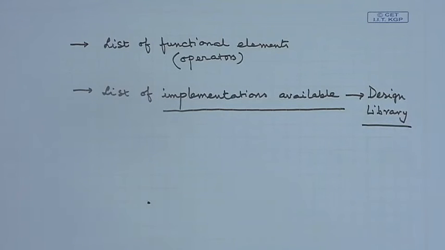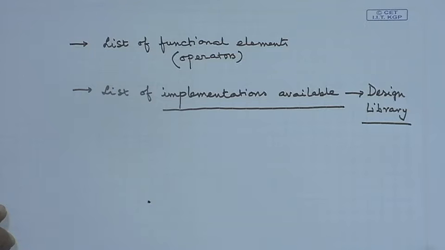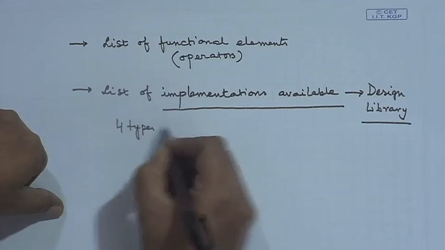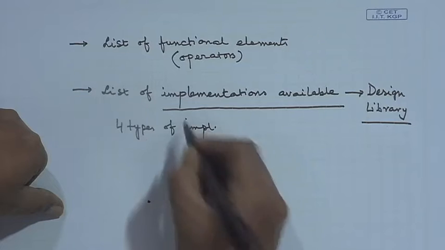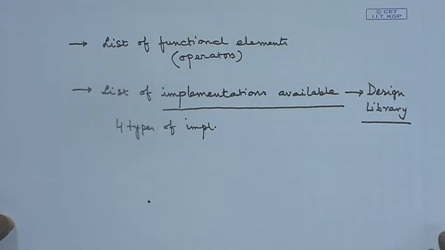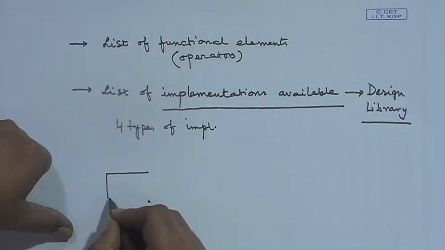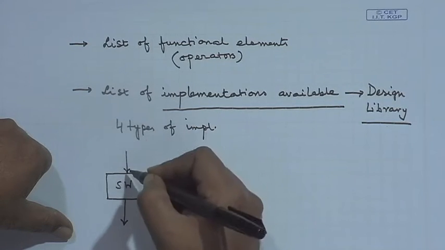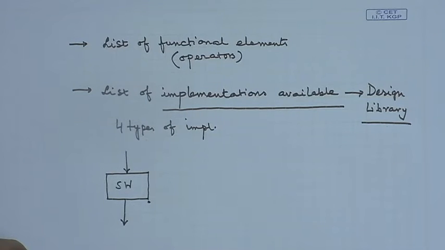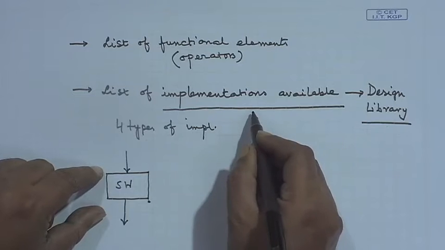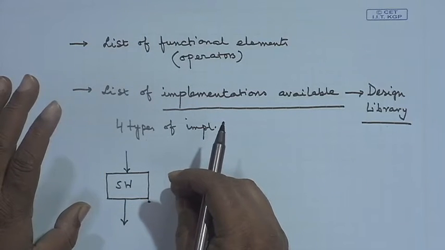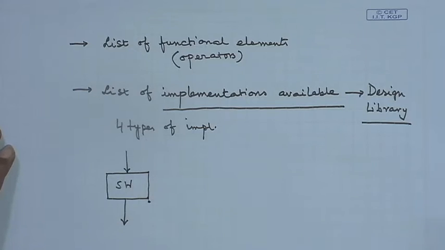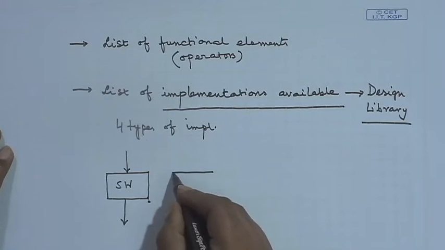Now, in the design library, I can have 4 types of implementations. What are the 4 types of implementations? One can be a pure software implementation. Somewhere it will take some input, we will do some software computation and it will come out. Along with these implementations, the cost and other parameters will be stored in the design library. For example, a delay can be implemented using software. Okay. It can be purely a hardware implementation.